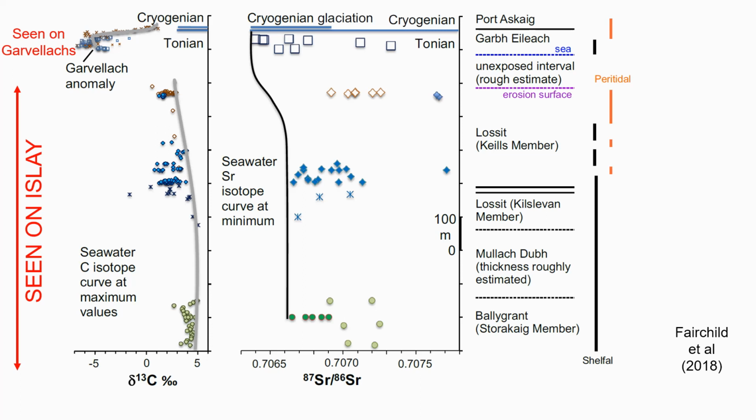For strontium isotopes, we look for the minimum values because these are least altered. On the right, we see that the minimum strontium isotope value is around 0.7066 on Islay. On the Garvellachs, higher in the diagram, the minimum strontium isotope composition is slightly lower, at 0.7064. Whilst in the upper left of the diagram, you can see a distinct negative carbon isotope anomaly, the Garvellach Anomaly, which terminates just below the Port Askaig Formation. Clearly then, this chemostratigraphy points to the Sturtian age of the Port Askaig Formation.